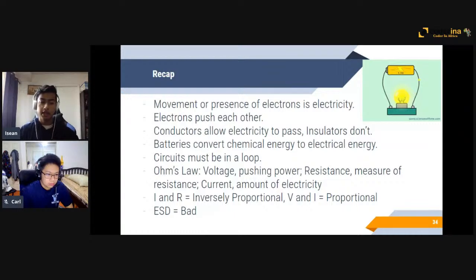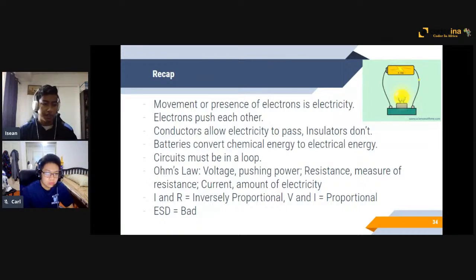Ohm's law. Voltage is basically the pushing power. It's measured in volts. Resistance is the measure of resistance in a circuit, measured in ohms. And current is the amount of electricity passing at a certain point, measured in amps.